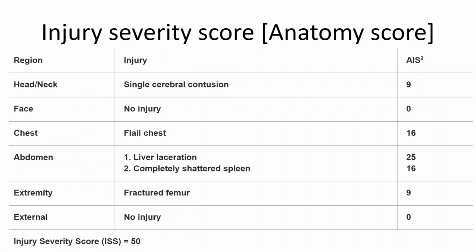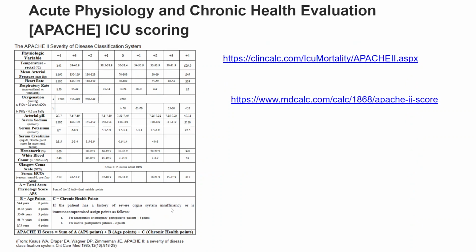Before that, another scoring system is the injury severity score. That's the anatomy score. For the head and neck, if there is no injury, the score is 0. If there is a single cerebral contusion, then the score is 9. For the chest, if there is a plain chest, it is 16. For the abdomen, a liver laceration and a completely shattered spleen is 25 plus 16. If there is a fractured femur, the score is 9. Externally, no injury, then the score is again 0. So the injury severity score totals 50.